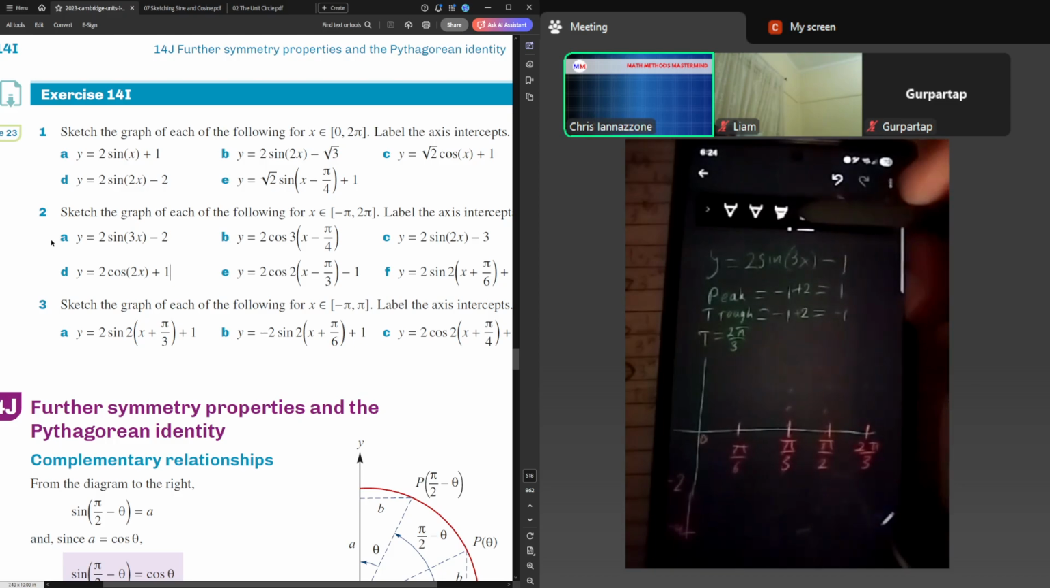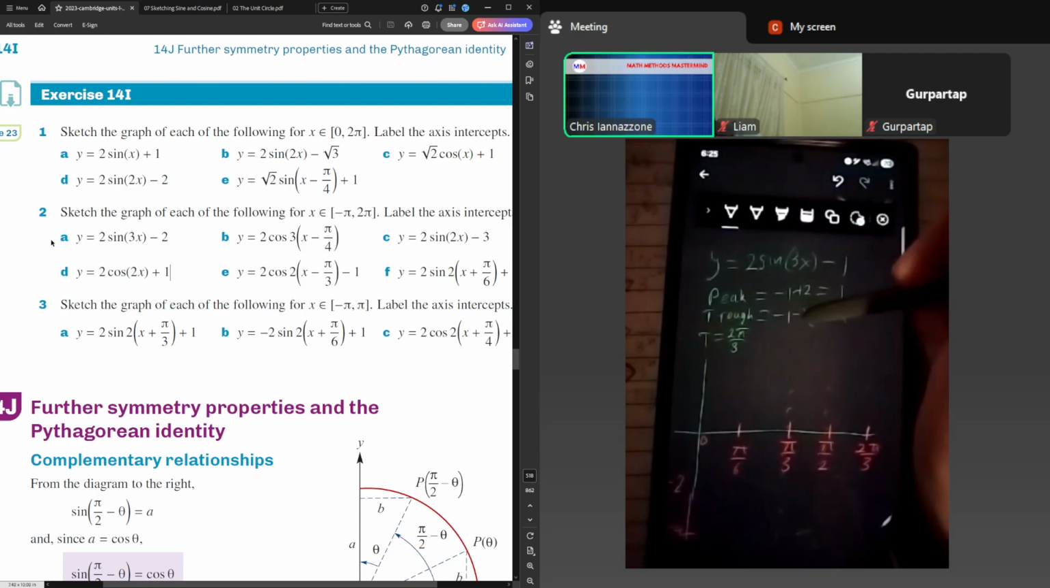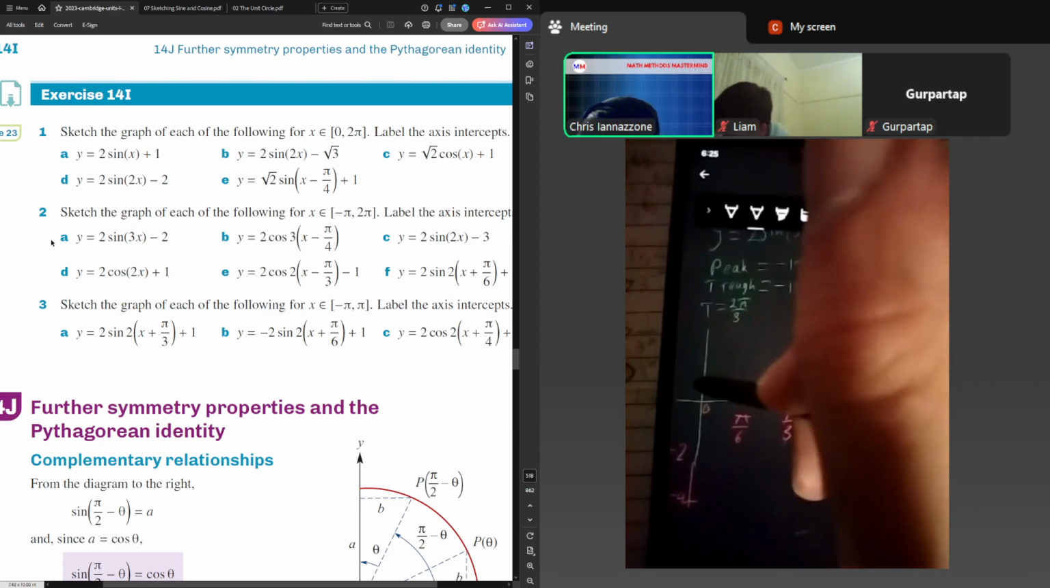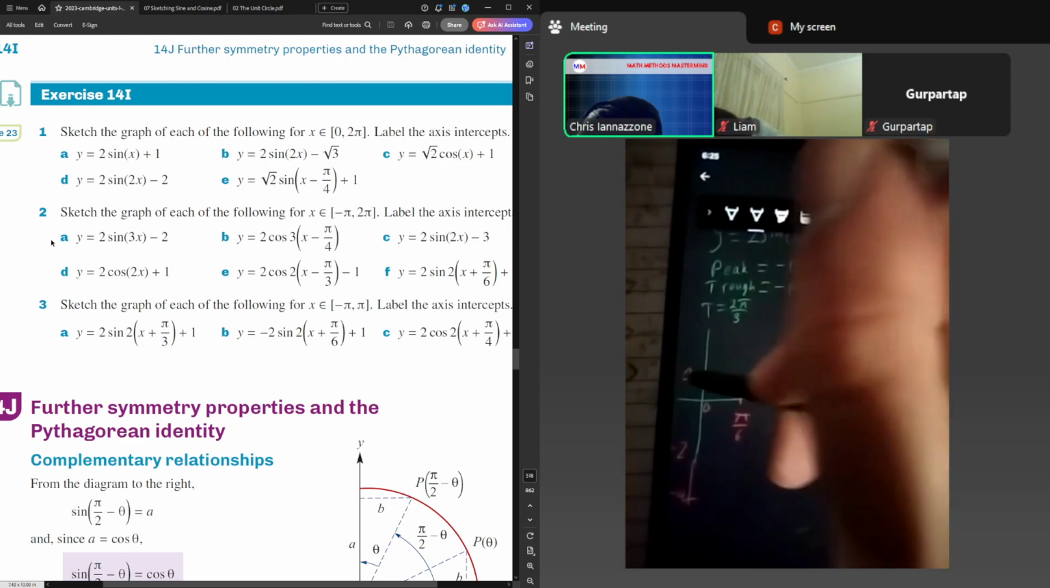Hang on, no, trough of... What am I saying? Trough of -3. -2. -3. Going to have a peak of 1. I'll just fill out the graph real quick.